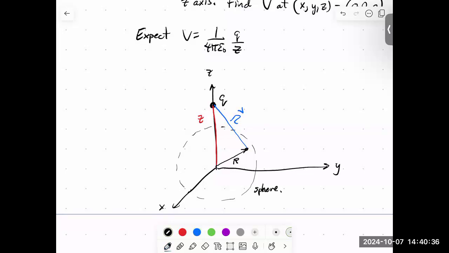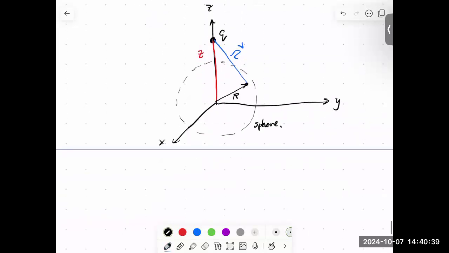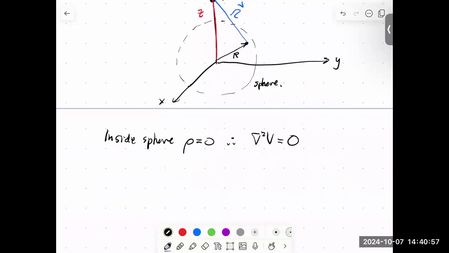All right. So we're going to say that inside the sphere, rho is equal to 0. And so therefore, we've satisfied this Laplacian. All right. So we know that the potential is 1 over 4 pi epsilon naught Q divided by the script r. Okay, that's the potential at that point on the sphere that we've drawn.